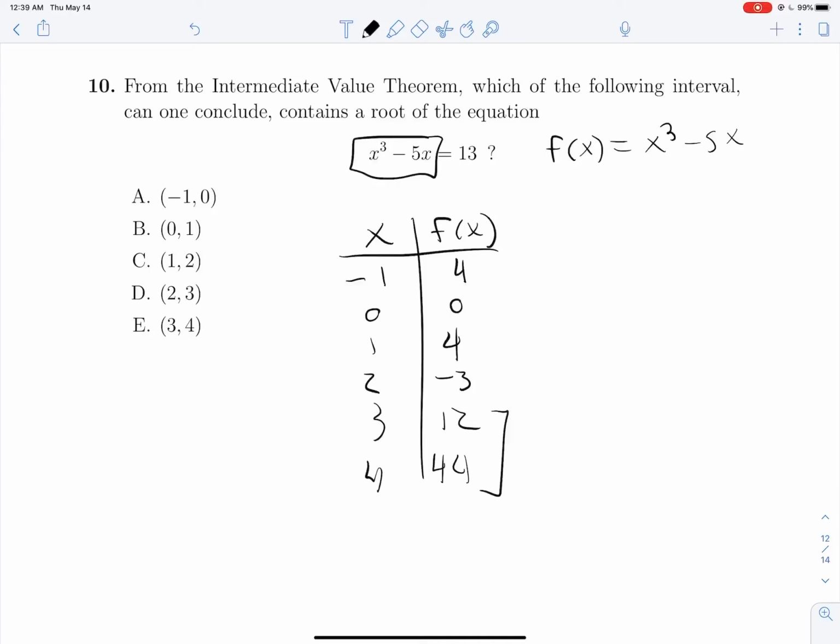In between these two, in between this interval, there must be some value of x for which this thing is equal to 13. So that will be a root of that equation right there. And so between 3 and 4 is our answer. That's E for number 10.